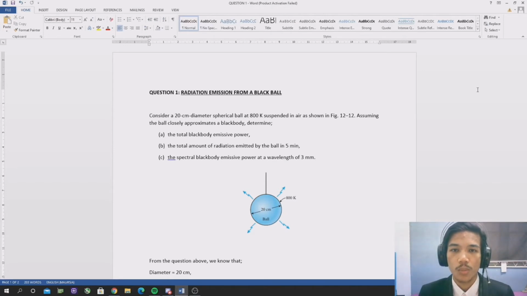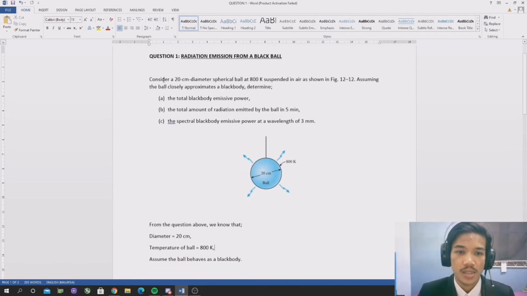So basically, before we move on to our part, which is the calculation, we need to know a little bit about the fundamentals or the information that we need to use for the calculation in the next part. So first of all, question 1 is the radiation emission from a black ball. The question says to consider a 20 centimeter diameter spherical ball at 800 K, which is the temperature in Kelvin, suspended in air as shown in the figure below.